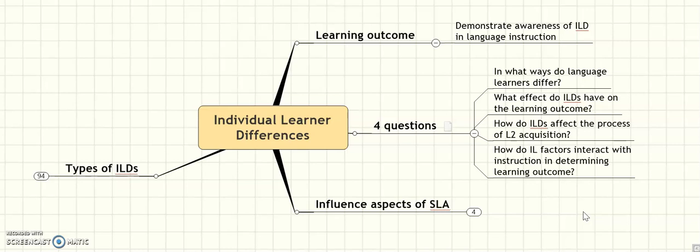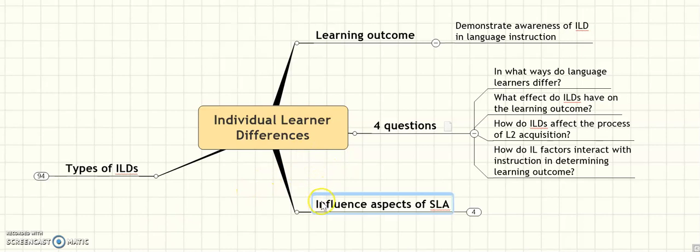All right, so these 4 questions, if you are interested, you can choose any of these 4 and conduct research in any of these areas. Or we can think about them in relation to instructional design, in relation to instructional materials design and development. All right.